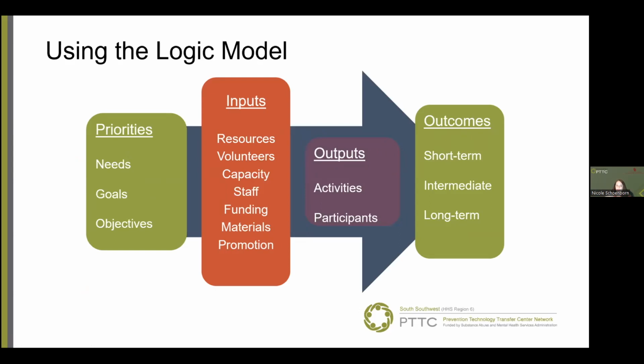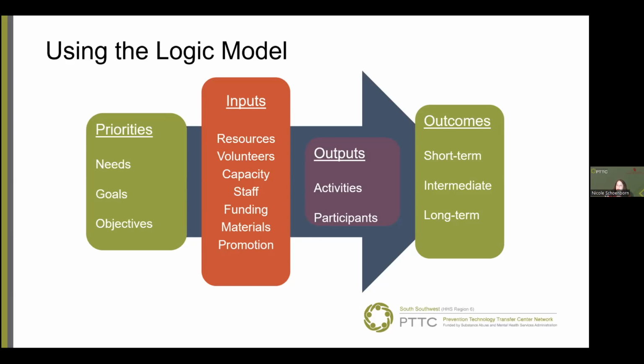What are the goals under those priorities? Who do I have to help me with this? And what do I have? So that's our inputs. What resources are there? Do I have volunteers to help with this? Staffing, materials, promotion, all of that. And then our outputs are the basic numbers, right? How many participants did we have? How many activities did we do? So that's what some people will call your process data.